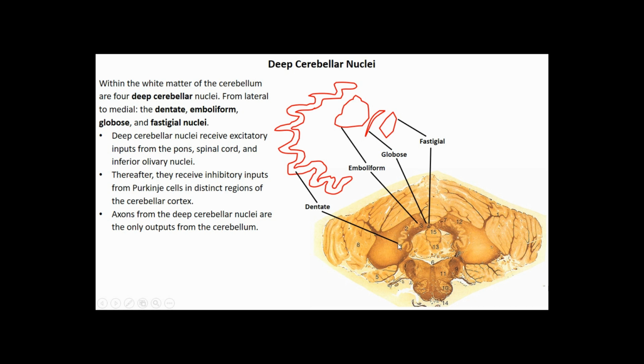And then the deep cerebellar nuclei will send their axons out of the cerebellum, and they are the only outputs from the cerebellum as a whole. Now, real quick, you should know that the globose and umbiliform are very functionally similar, and they're also sometimes referred to as the interposed nuclei, which we'll be using hereafter.